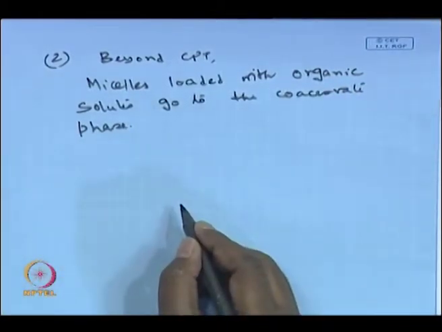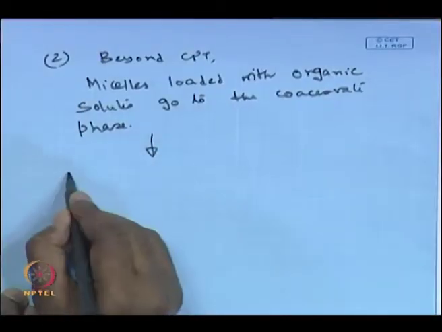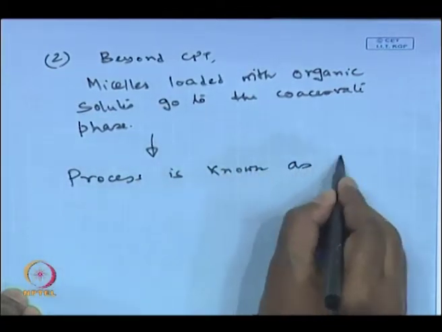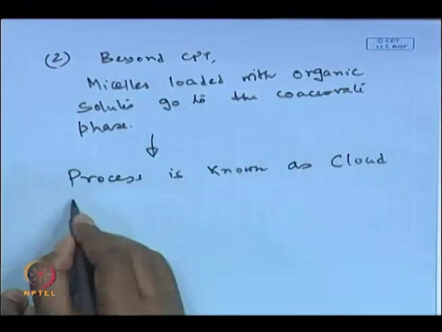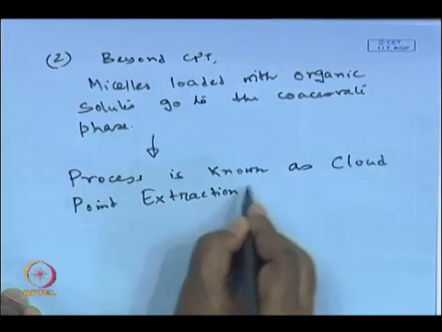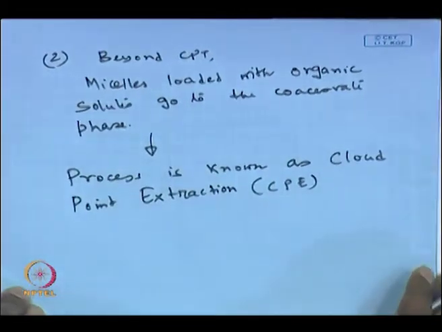So, you will be having an almost clear solution in the aqueous phase that is devoid of the organic pollutants. Thus the solubilization of the solutes and cleaning up, or the separation of the organic pollutants, will occur in cloud point extraction, and this whole process is known as cloud point extraction, or CPE.